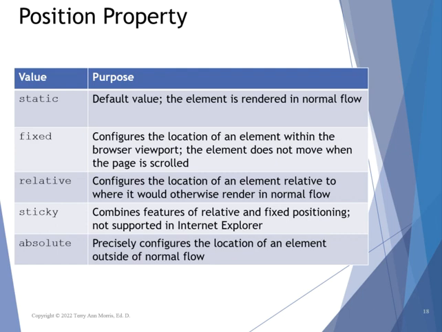When a position is set to fixed, it specifies the location of an element within the browser viewport. As a result, the element will not move when the page is scrolled. When the position property is set to relative, it configures an element's location relative to where it would otherwise render in normal flow. When a position is set to sticky, it combines features of relative and fixed positioning, which are not supported by Internet Explorer. Finally, when a position is set to absolute, it precisely configures the location of an element outside of normal flow.